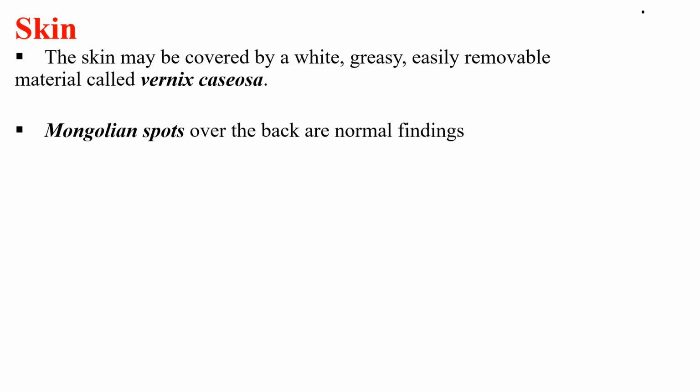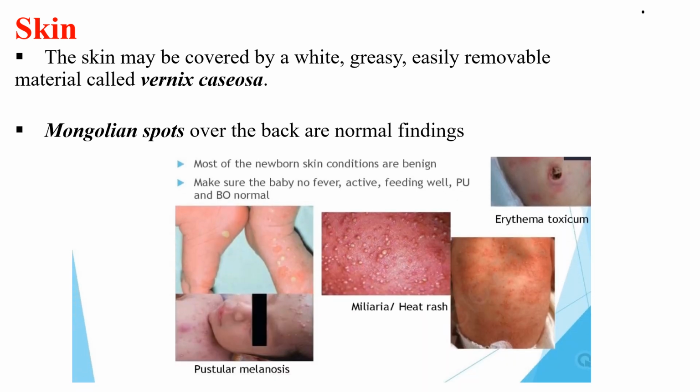Also check the skin of the newborn. The skin might be covered by a white, greasy, easily removable material called vernix caseosa. Mongolian spots over the back are a normal finding, and there are also other benign neonatal skin problems such as pustular melanosis, milia, erythema toxicum, and others.